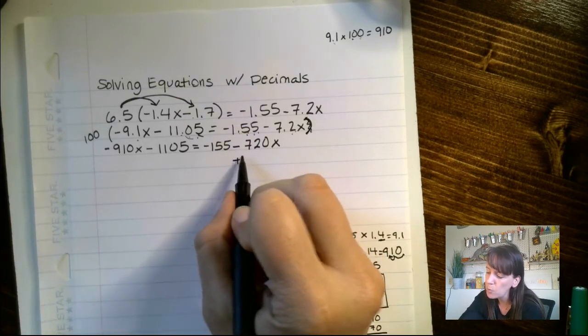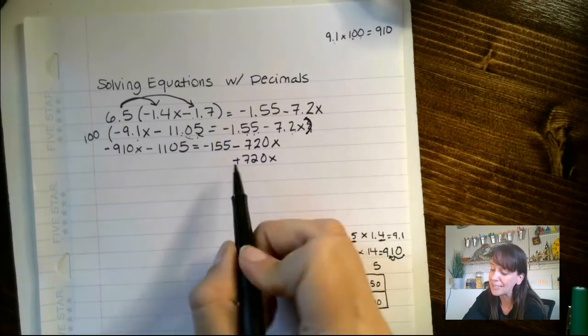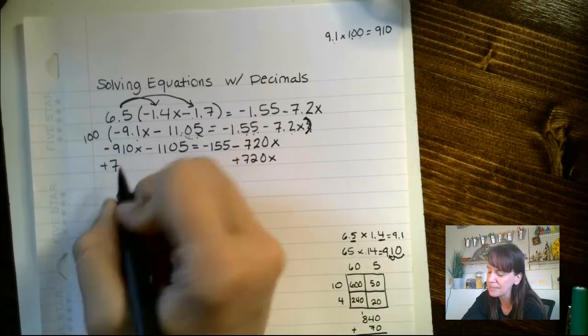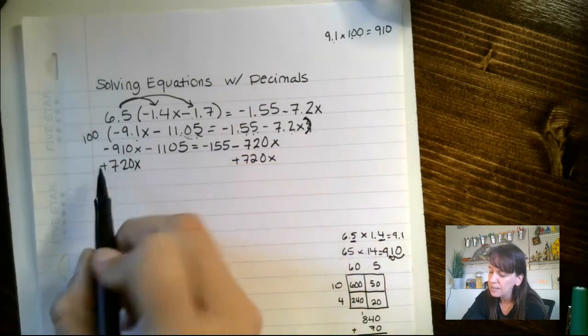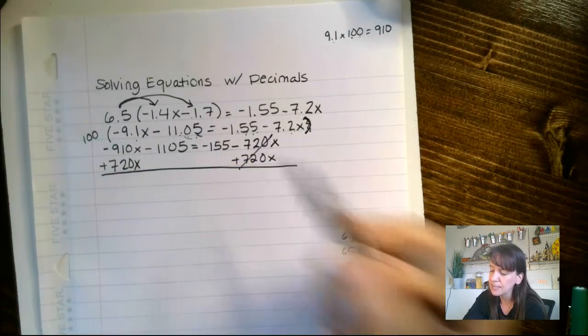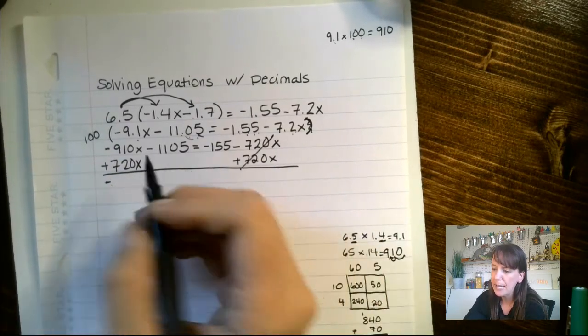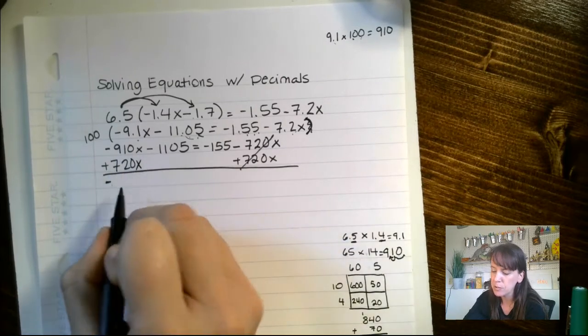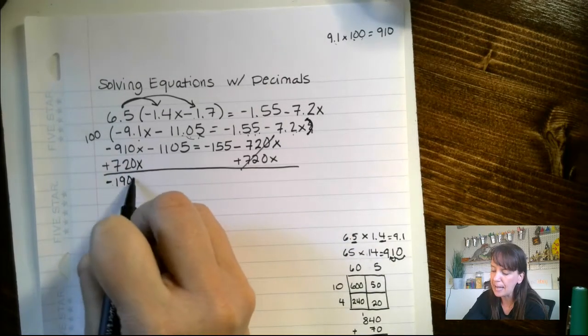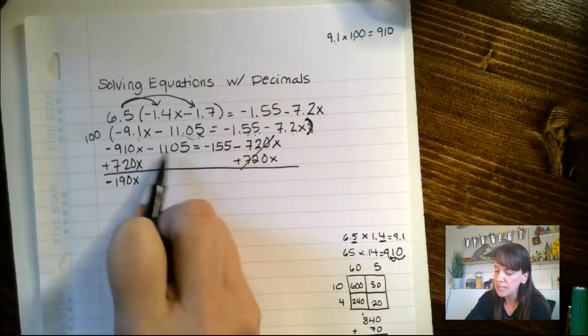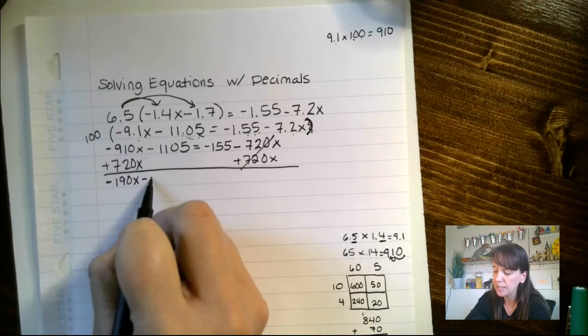So I'm going to add 720 to both sides. 720x, my apologies, 720x. Draw a line. These guys cancel out. And over here, that negative team is larger than the positive, so it's going to be a negative answer. And if we find the difference between those two teams, we get negative 190x. All right, let's bring down this next guy. And remember to bring down your sign too.